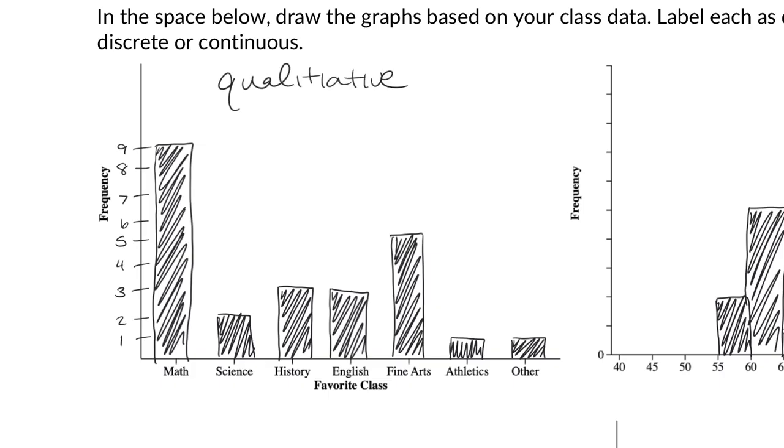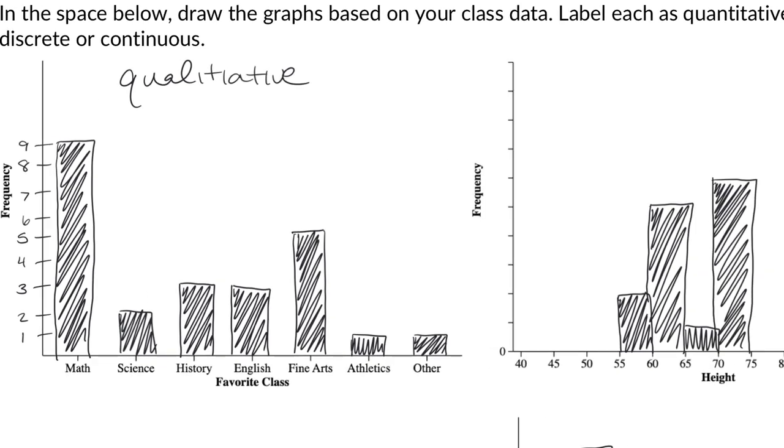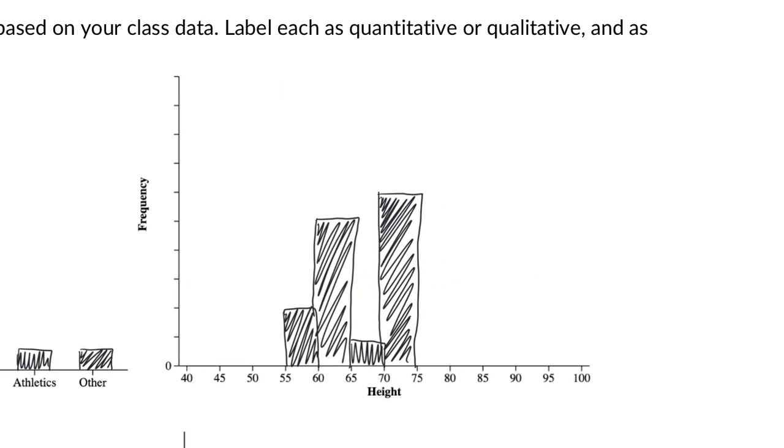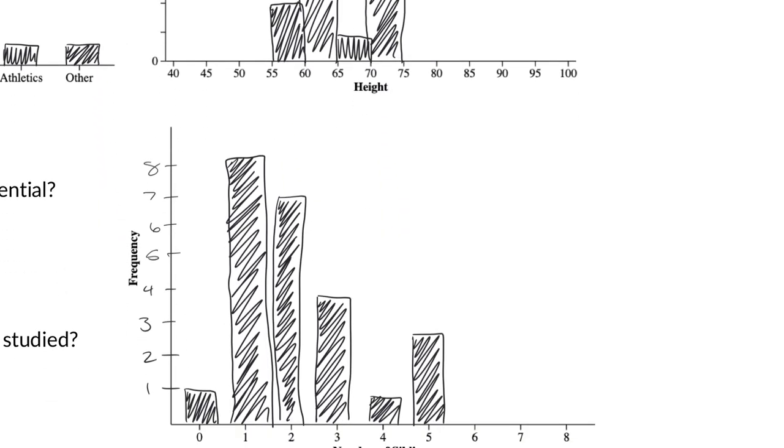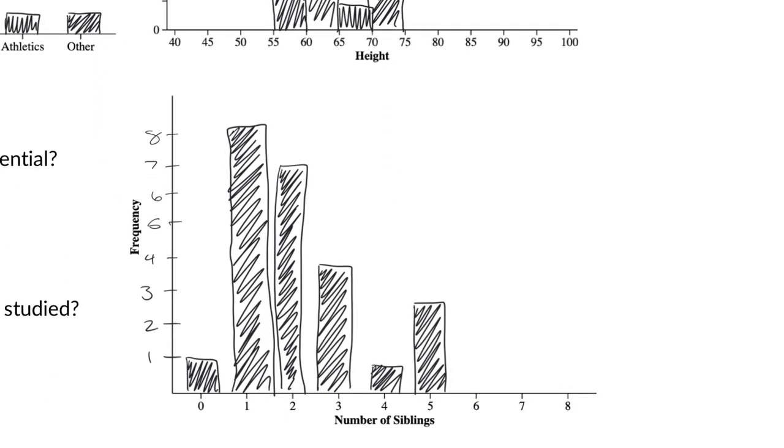Because your favorite subject is a quality about you. What about height? Quantitative. You responded with a number. What about the number of siblings? Did we use numbers or words? Numbers, which makes this quantitative.